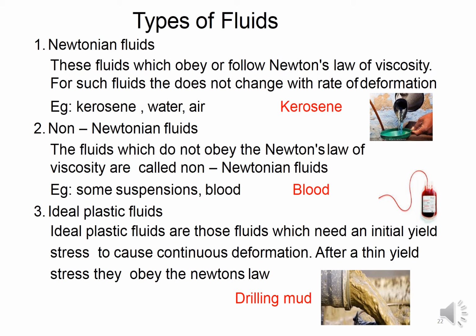Non-Newtonian fluid, the fluid which does not obey Newton's law of viscosity is called a non-Newtonian fluid. Some suspensions and blood are non-Newtonian fluids. Ideal plastic fluids are those fluids which need an initial yield stress to cause a continuous deformation. After the yield stress, they obey Newton's law. At the start they don't obey Newton's law, later they obey it. Drilling mud is an ideal plastic fluid.